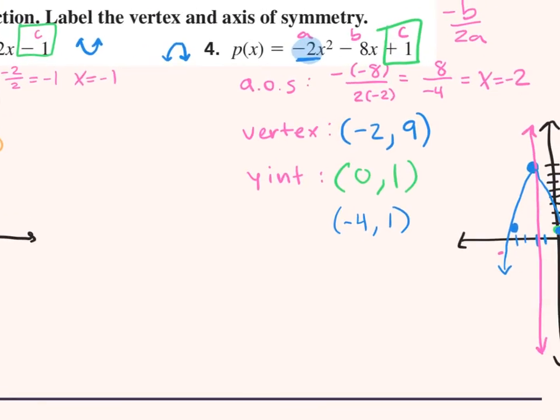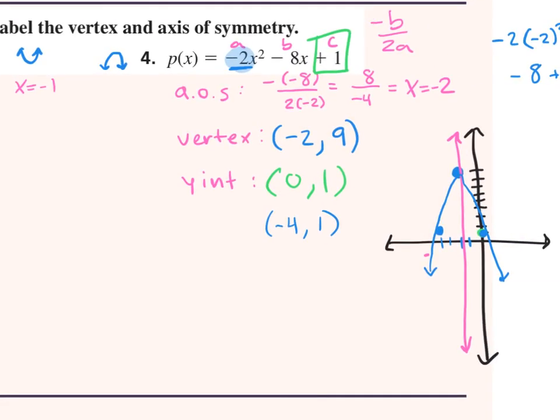Looking at number 4, do we have a max or min here? Maximum. We have a maximum. What's our maximum value? 9. Perfect. So this is our maximum value when y is 9.